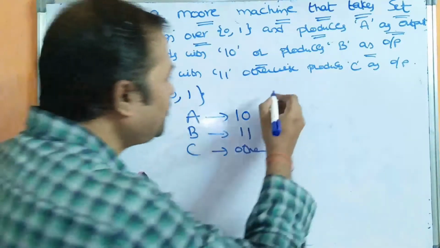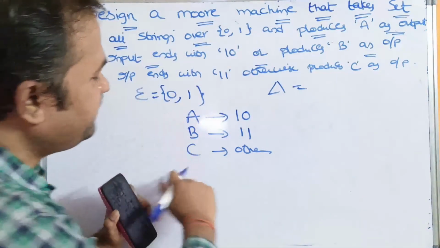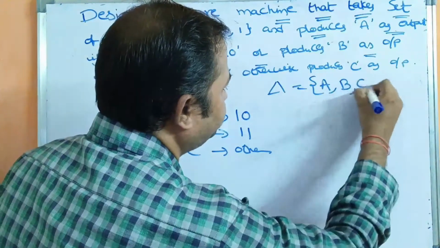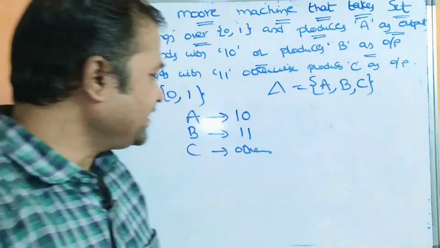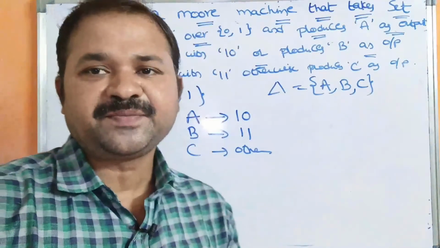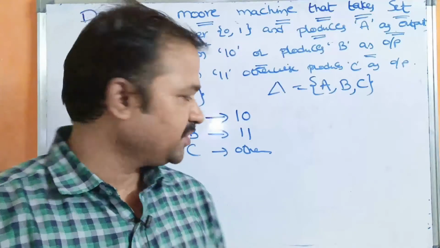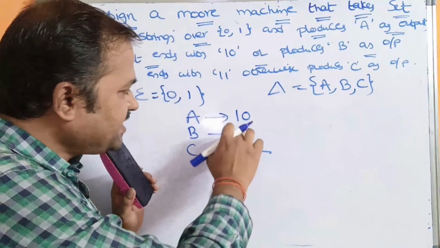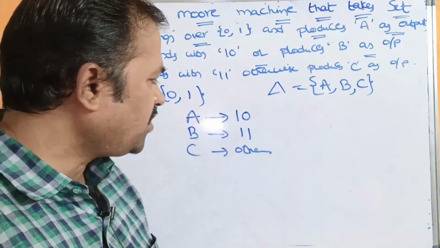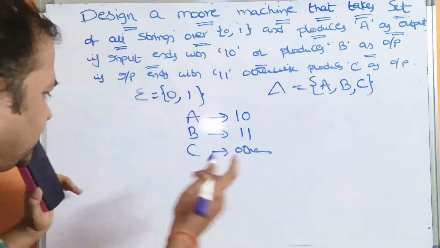So here what is the output alphabet? The output alphabet mainly contains 3 letters A, B, C. So delta is equal to A, B, C. So now let us draw the Moore machine. We know that a Moore machine is nothing but a DFA only, but here each state has some output. So here each string contains how many letters? 2 letters. So what is the size of 1 0 or 1 1? 2. So we require 2 plus 1, that is 3 states.